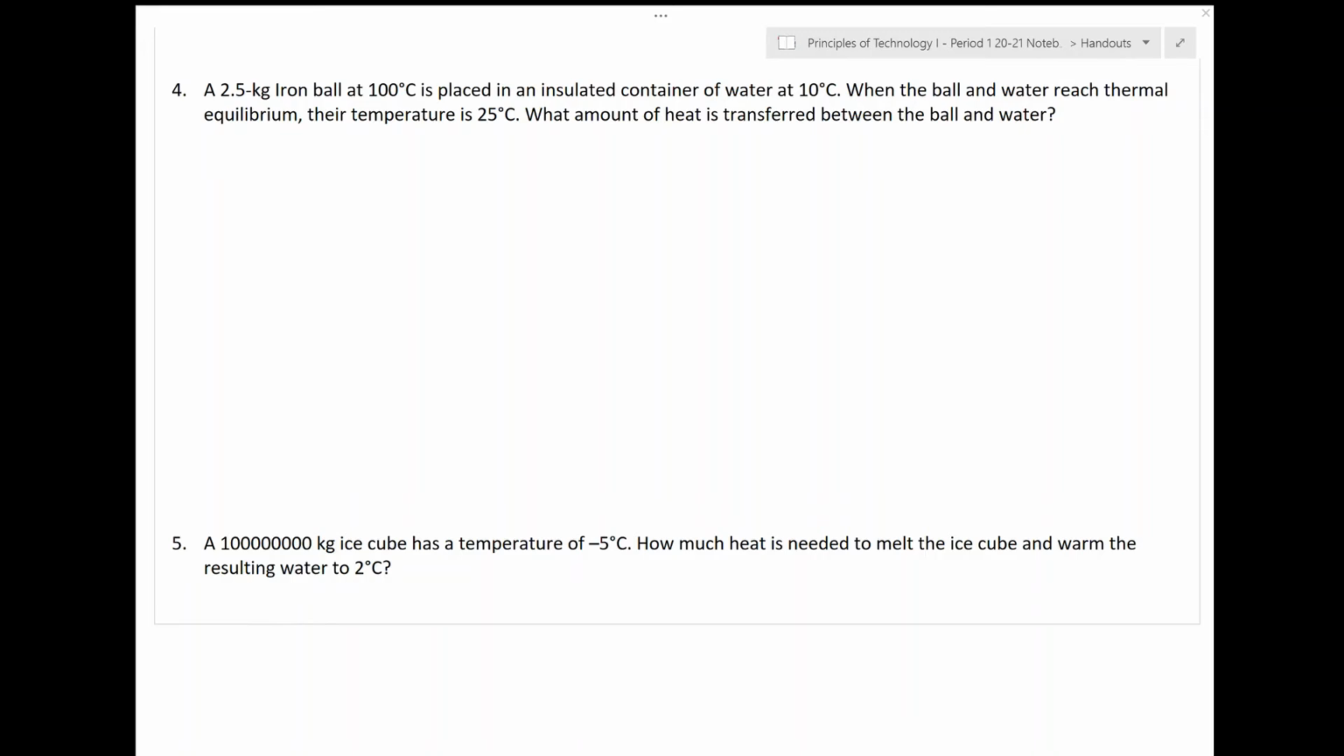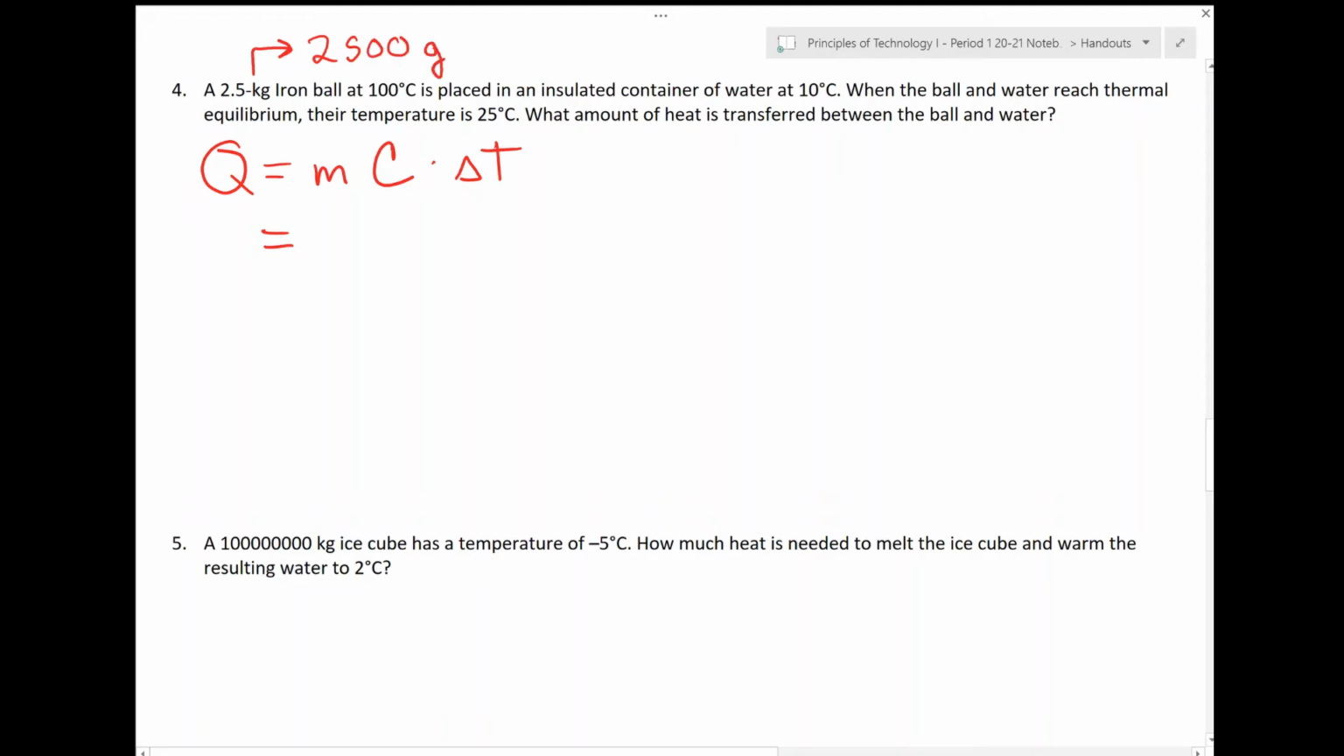So in order to figure this problem out, I need to look at the iron ball. And I'm going to use the equation Q for heat is equal to the mass of the ball times the specific heat of iron times its change in temperature. The mass of this iron is 2.5 kilograms. Since specific heats are generally given in grams, I'm going to convert that to grams by multiplying by 1,000, and we get 2,500 grams of iron. So I will note that the mass of the iron that I'm going to use is 2,500 grams.